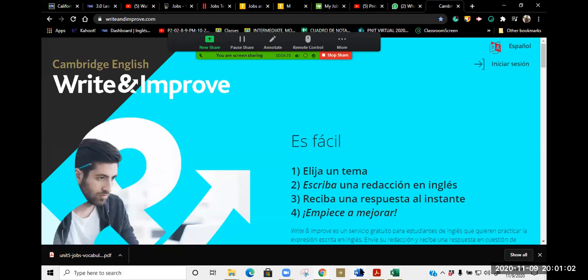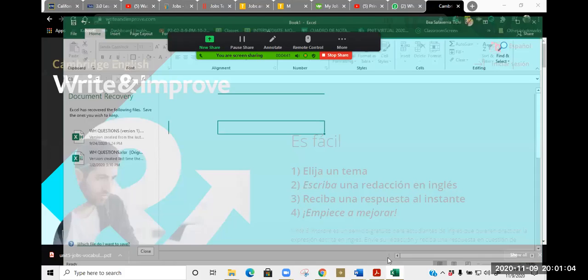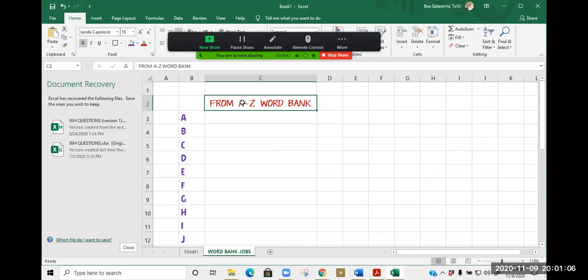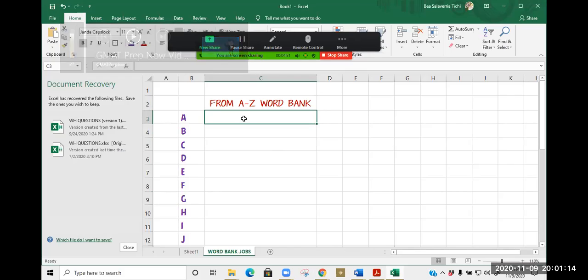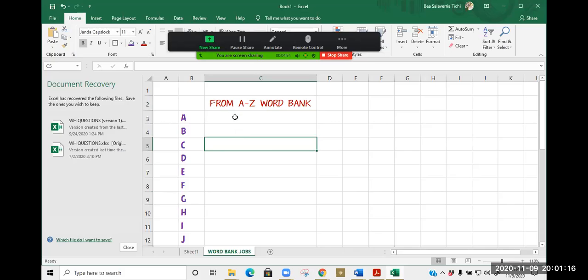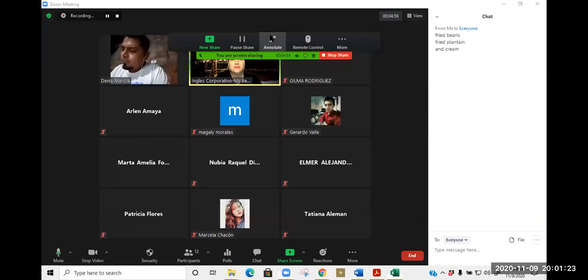Can you see it? Yes? Okay, great. So what is a word bank? Okay. Como bachillerato stop de la A a la Z, from A to C. But today it's going to be about jobs. So today we're going to be talking about jobs.